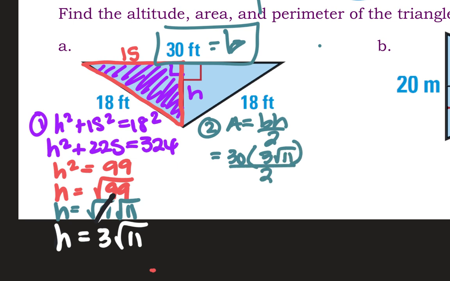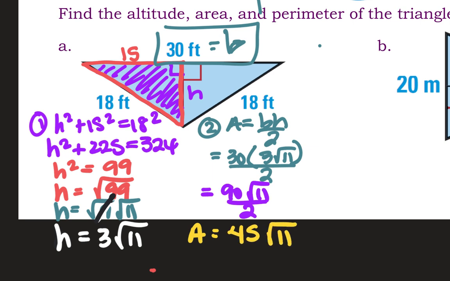What can we multiply? Do I want to multiply the 30 by 11? The 30 by 3? The 30 by 3, good. Then that would be 90 square root of 11 divided by 2. Can we do anything else? Yes, we can reduce that 90 and the 2. So area is equal to 45 square root of 11, and this would be feet squared.